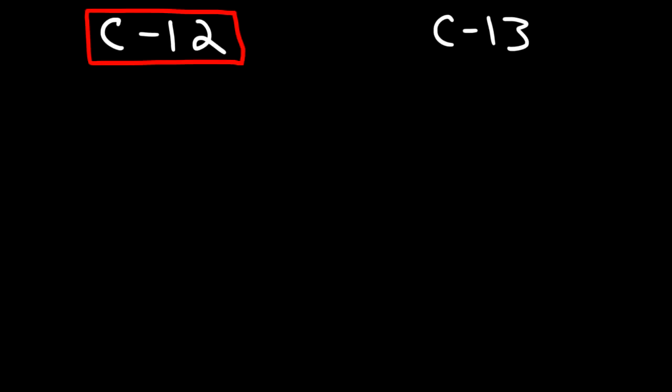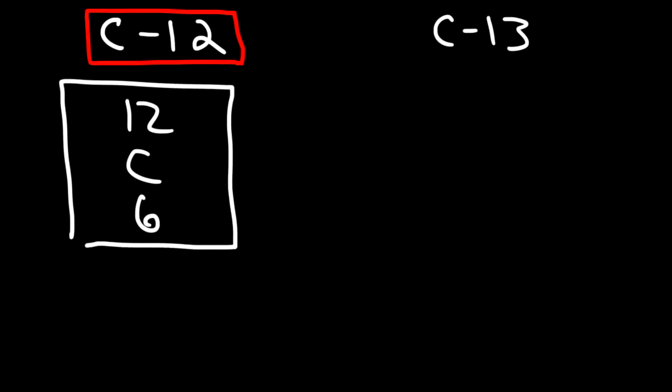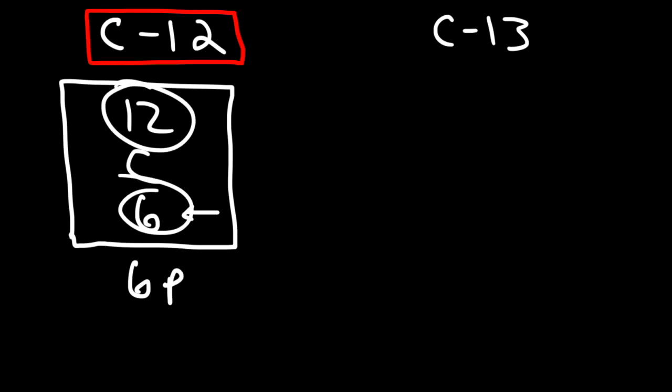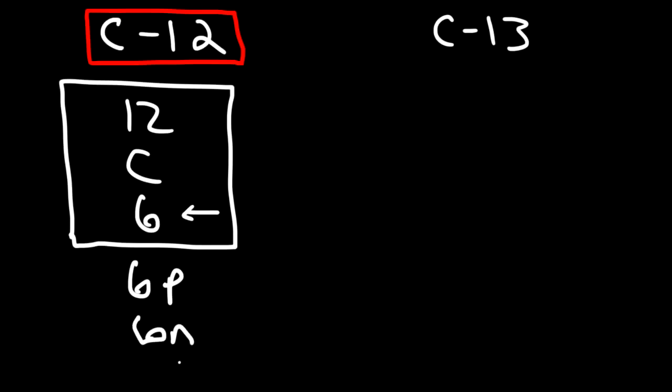So in the case of carbon-12, which I'm going to write like this, it has a mass number of 12 and an atomic number of 6. This is the opposite of how you see it in the periodic table. So carbon-12 has 6 protons because that's the atomic number. The number of neutrons is the difference between 12 and 6, so that's going to be 6 neutrons. And for an atom of carbon, it's going to be 6 electrons.